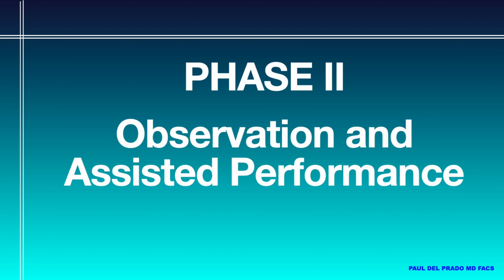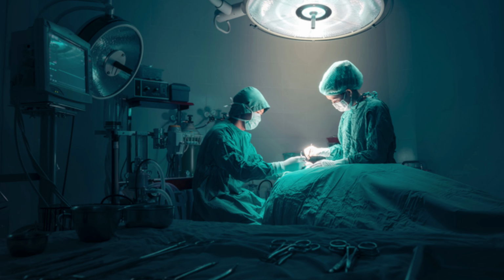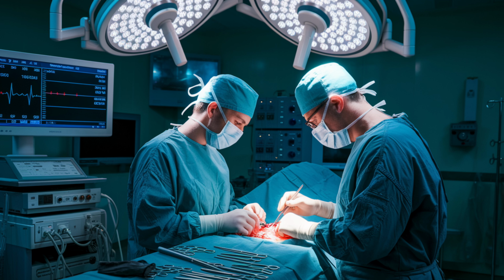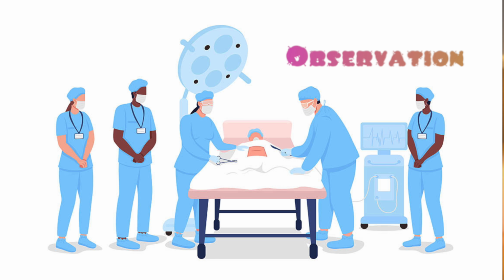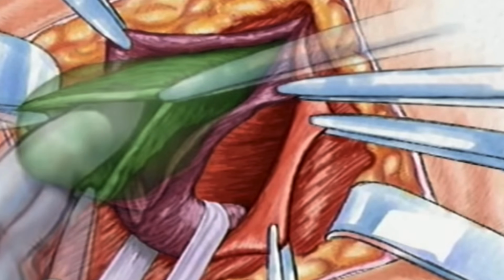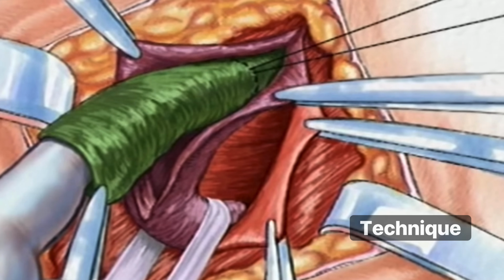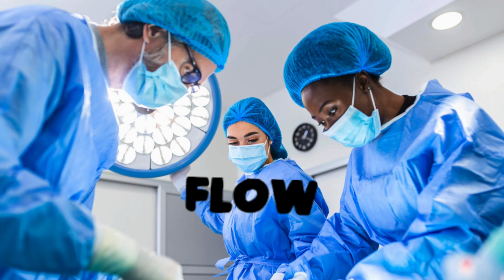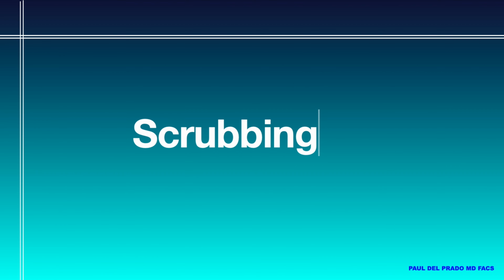Phase 2. Observation and assisted performance. As a junior resident, your role is to immerse yourself in the operating room environment, transitioning from watching to actively participating. You start with observation. Study the rhythm and efficiency of the experienced surgeon. Pay attention not just to their technical movements, but to their flow, communication with the scrub tech, and anticipation of the next steps. Then you progress with scrubbing and assisting.